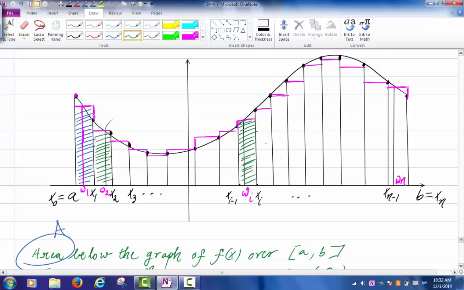Again, what's the width of this ith rectangle? The width of this ith rectangle is the length of the ith subinterval, right? The width is the same as the length of the subinterval. So I get that. And finally, we do the same thing for the last subinterval. We make a rectangle with height equal to the height of the graph at wn, and width equal to the width of the last subinterval.